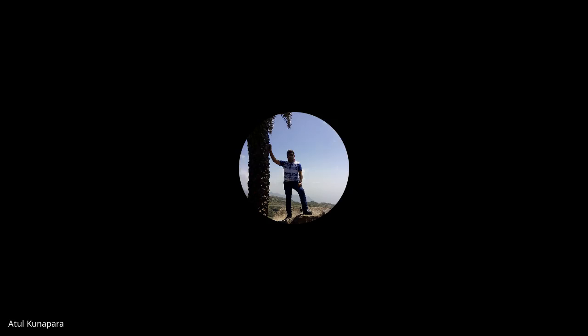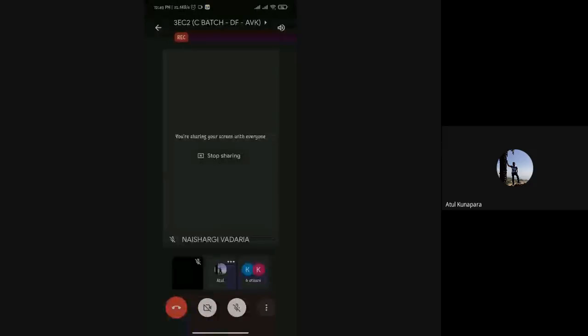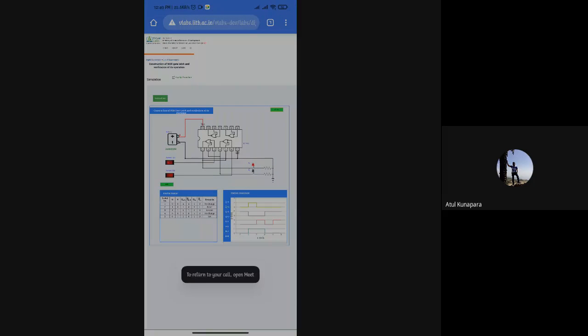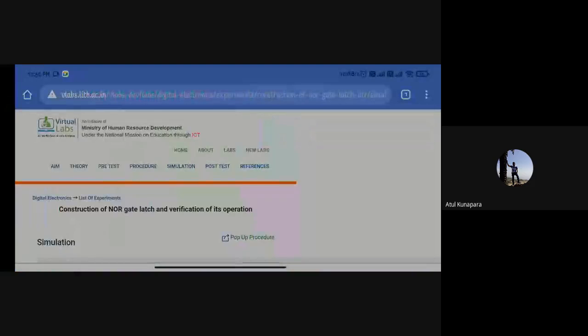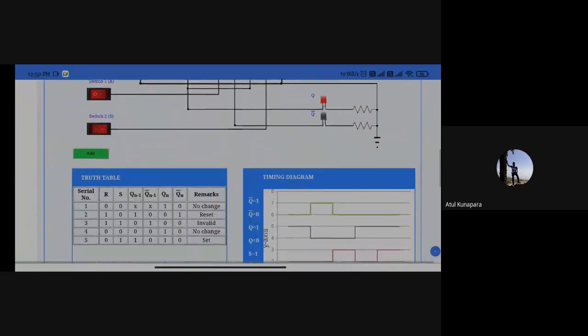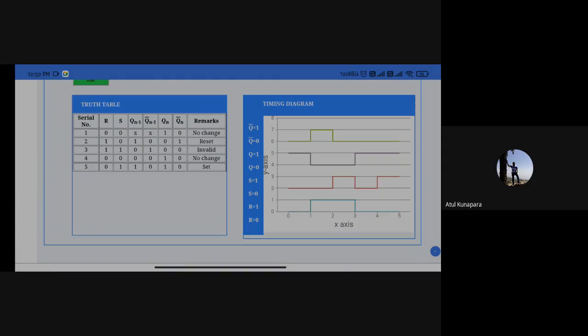Okay, Naisargi, can you just start sharing your screen so that Aditi and Subham can see how it is getting open? Just rotate your mobile. So look, Aditi and Subham, it's getting open in Naisargi's device. So I think it should open on your device also.